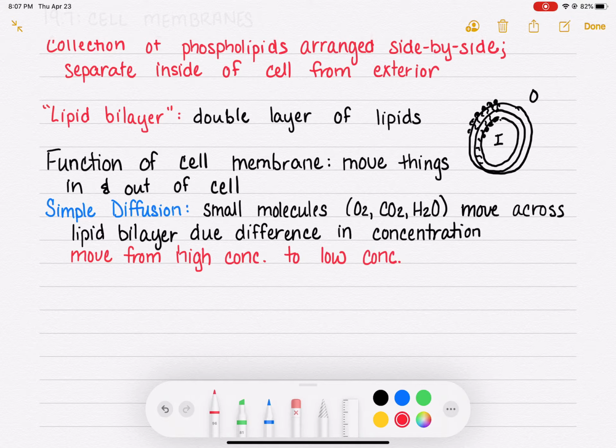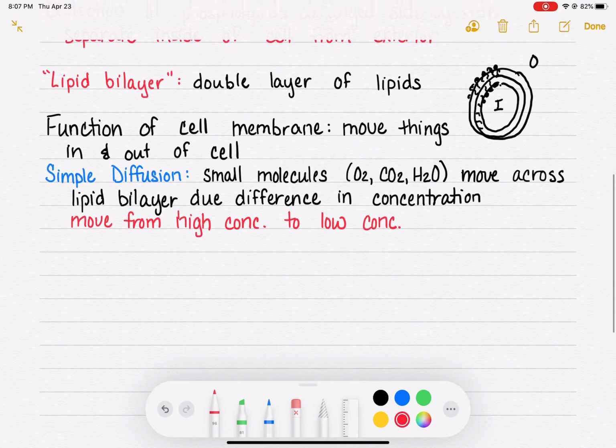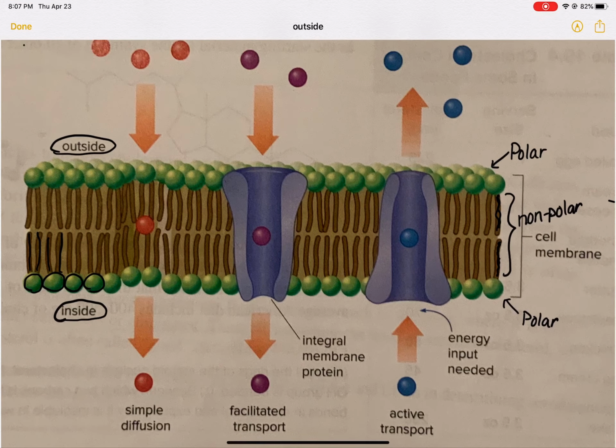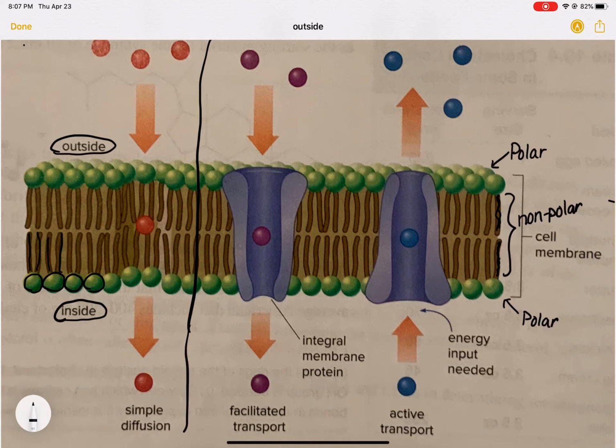And it's called simple diffusion because these little molecules simply squish their way through the membrane like it's a piece of cake. Let's take a look at a picture of what that looks like. This first representation right here is our simple diffusion.